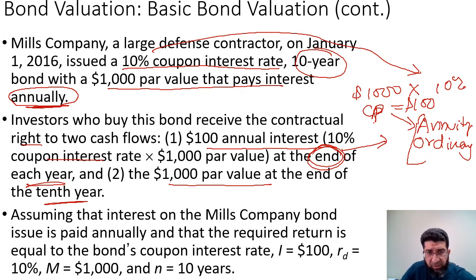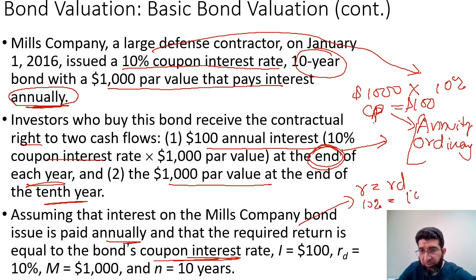Now, assume that the interest on the Mills Company bond issue is paid annually and the required return is equal to the bond's coupon interest rate. So this is another assumption, that R equals RD, which is the required return, is equal to the bond's coupon interest rate. The coupon interest rate is 10%, so we assume that it is also the RD. Now, what is the bond value?